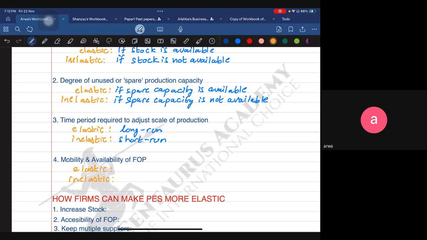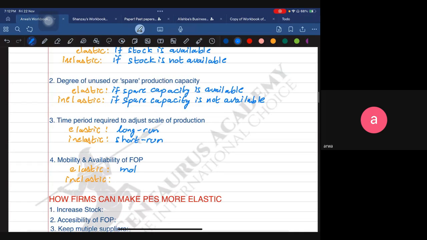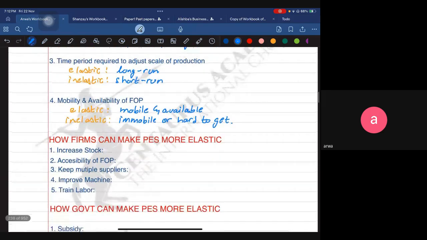Okay, so the next one that we have, here we can say simply that it is going to be mobile and available both. And here it is immobile and unavailable, or hard to get.